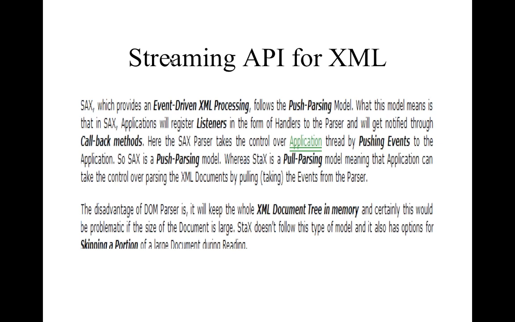The disadvantage of the DOM parser is that it keeps the whole XML document in memory. We saw that, right? And certainly this would be problematic if the size of the document is large. So streaming API for XML does not follow this type of model, and it also has options for skipping a portion of a large document during reading. That means it is like a stream, and we are pulling whatever events we need, and we may skip whatever we are not interested in.